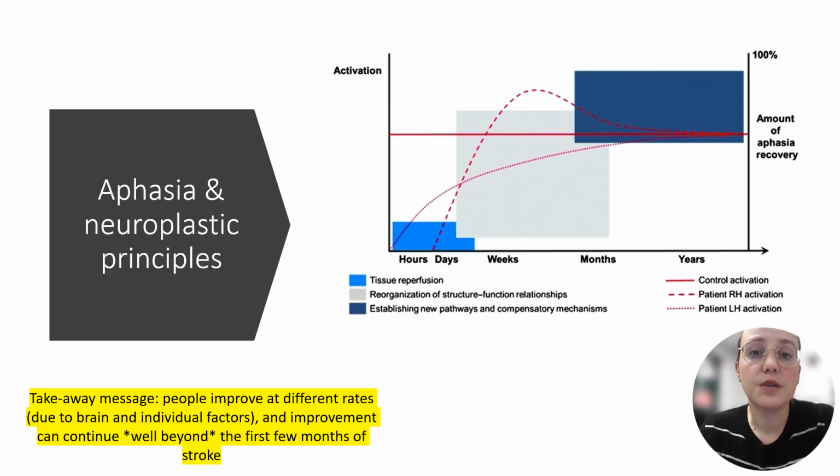In the gray box, you can see that what takes place over days to months is the reestablishment of brain organization. Now, this means that the brain is reestablishing its connections to itself.